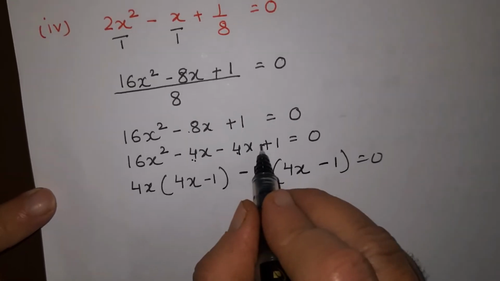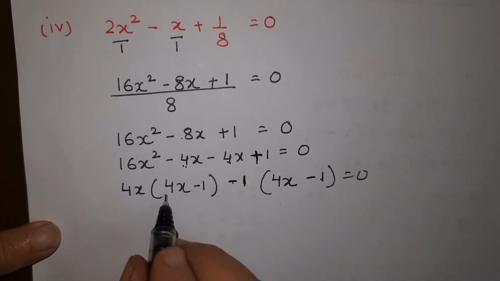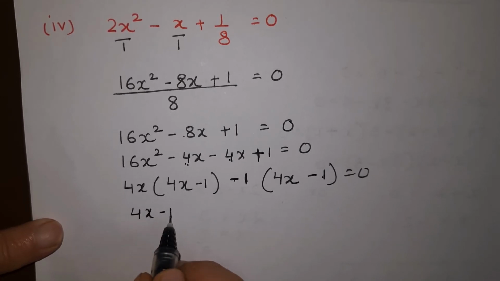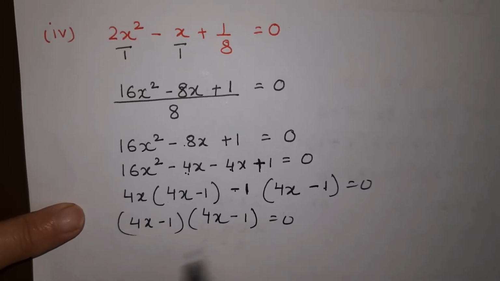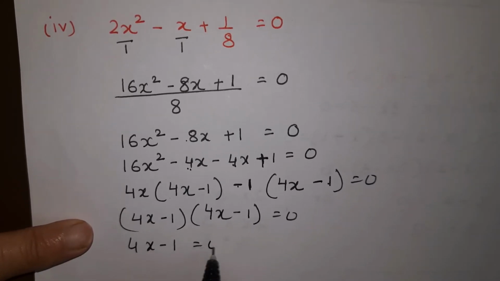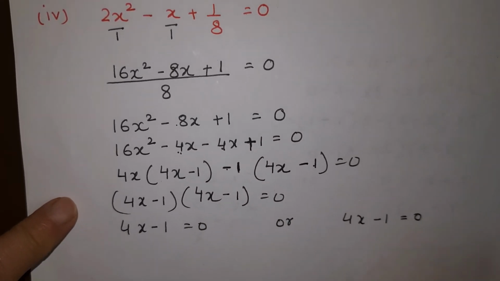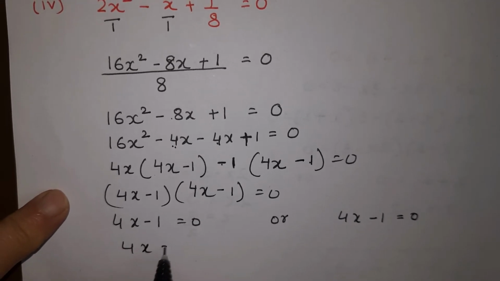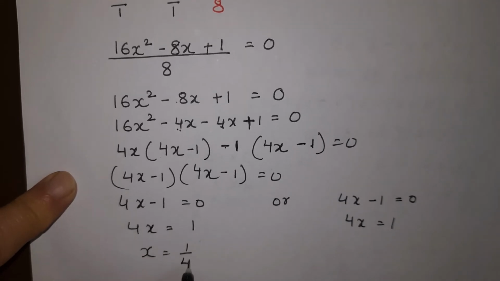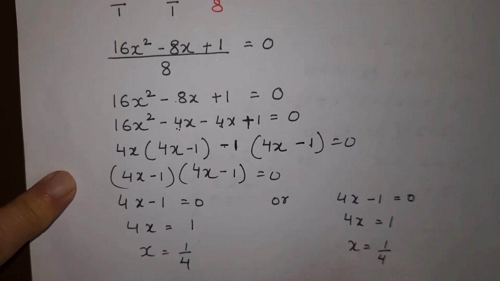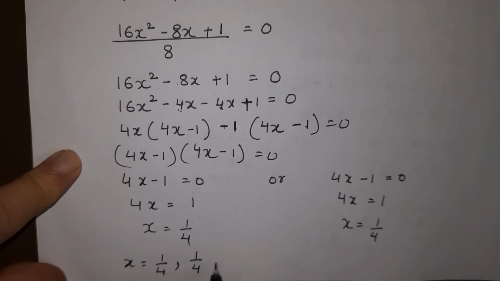See, since we want plus 1 here, -1 into -1 is +1. So now from them we have (4x - 1) common, 4x from here and -1 from here. So 4x - 1 = 0, or 4x - 1 = 0. So 4x = 1, x is 1/4. So the roots are 1/4 and 1/4.